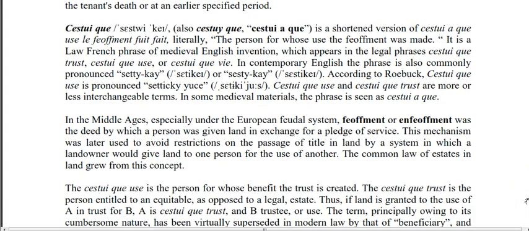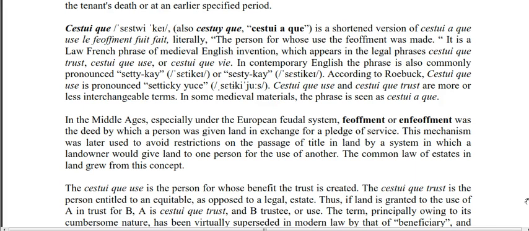Cestui que use, also cestui que trust, is a shortened version of "cestui a que use le feoffment fut fait," literally "the person for whose use the feoffment was made." It is a law French phrase of medieval English invention, which appears in the legal phrases cestui que trust, cestui que use, or cestui que vie. In contemporary English, the phrase is commonly pronounced "settee kay."